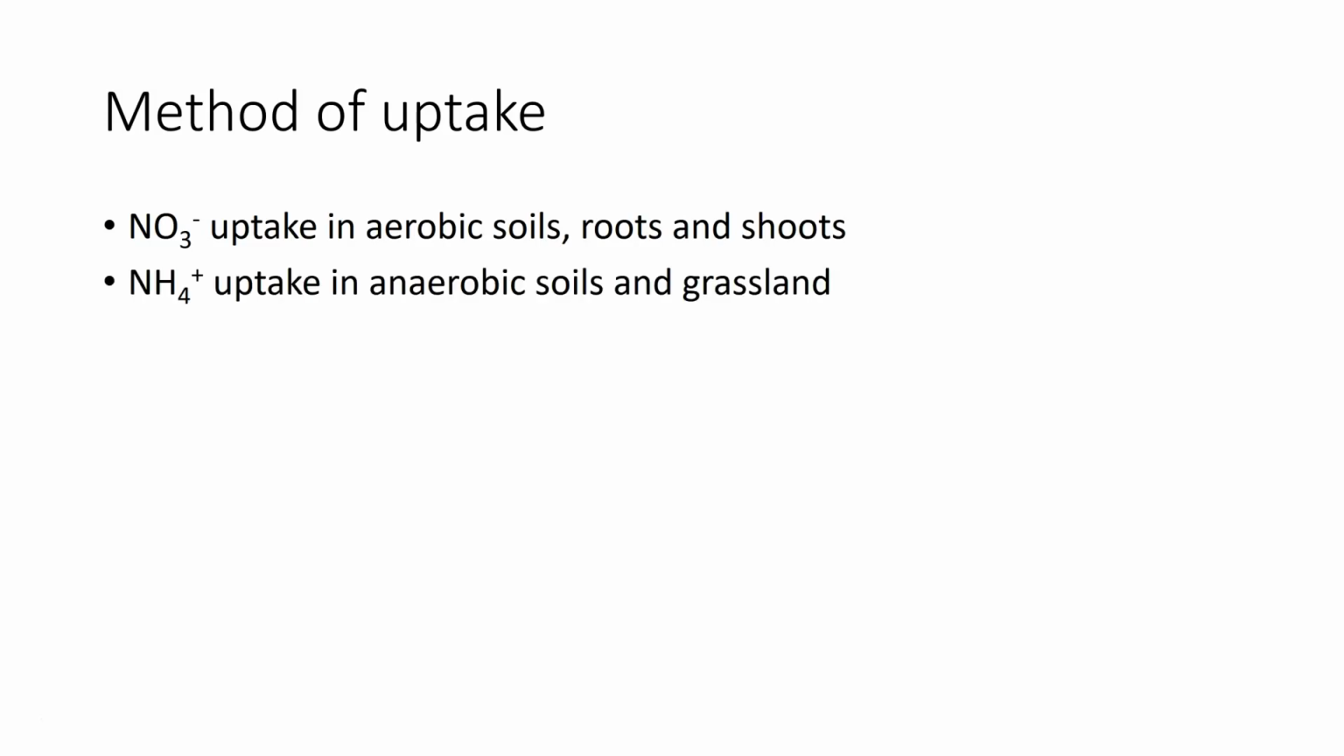If you have anaerobic soils and in grasslands, ammonia is going to be the primary manner of uptake. If you're looking at something like a grass, it tends to like ammonia a little bit better than it would like nitrate. In anaerobic soils, you have the breakdown of proteins, and that's going to release the ammonia that would then be brought up by the plant and used from there.